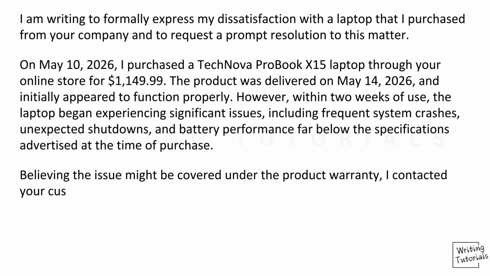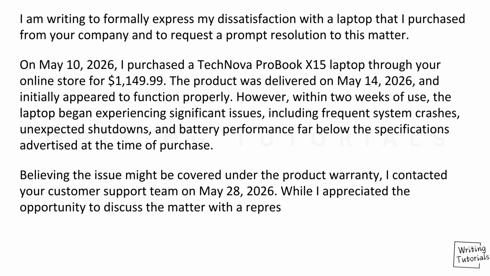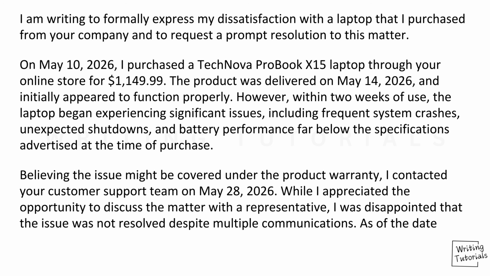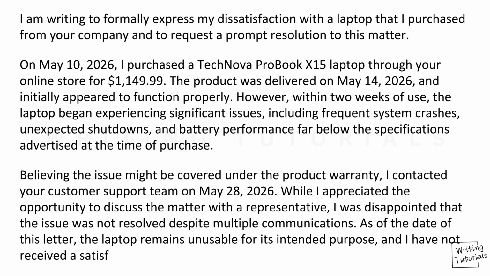Before sending a formal complaint, many customers attempt to resolve the matter through customer support. This section explains those efforts. The paragraph says, "Believing the issue might be covered under the product warranty, I contacted your customer support team on May 28, 2026. While I appreciated the opportunity to discuss the matter with a representative, I was disappointed that the issue was not resolved despite multiple communications.